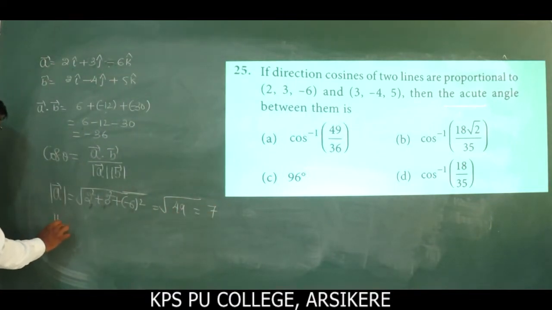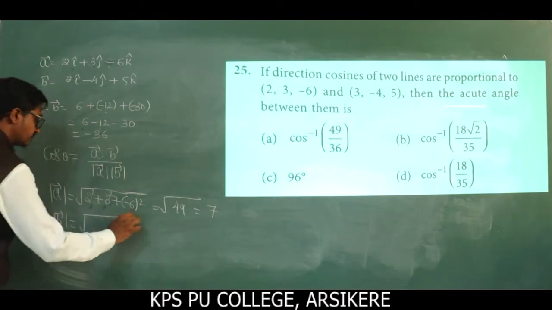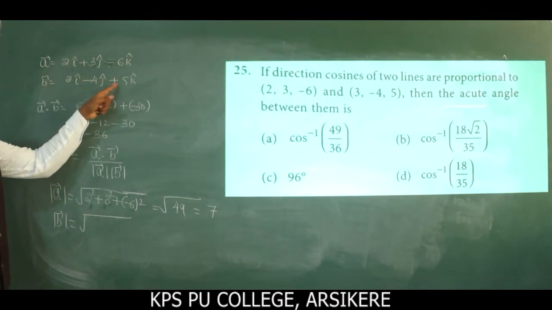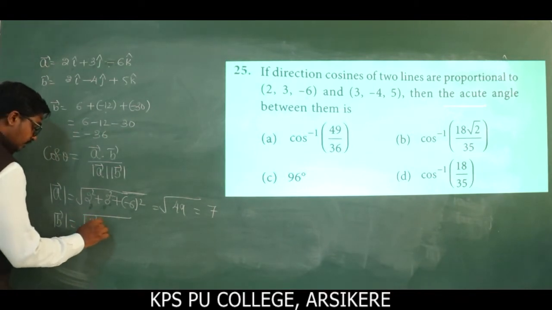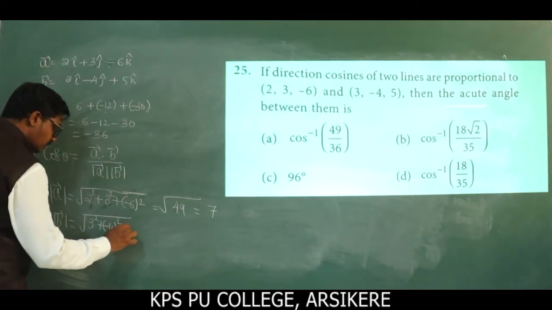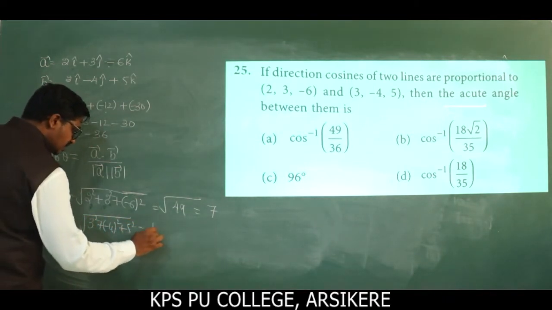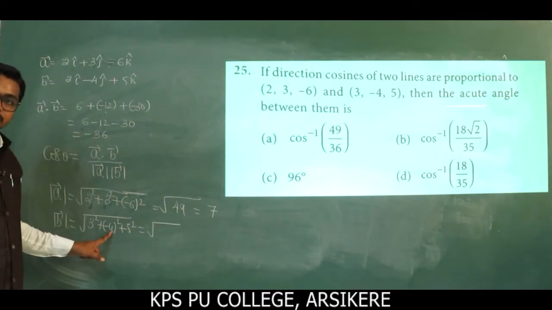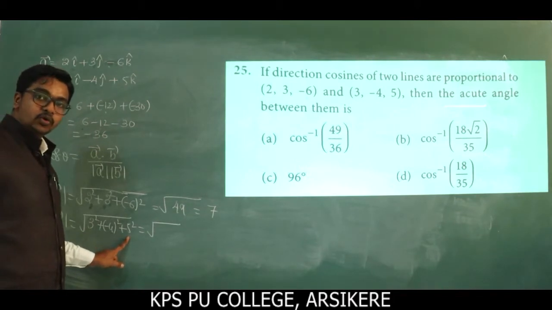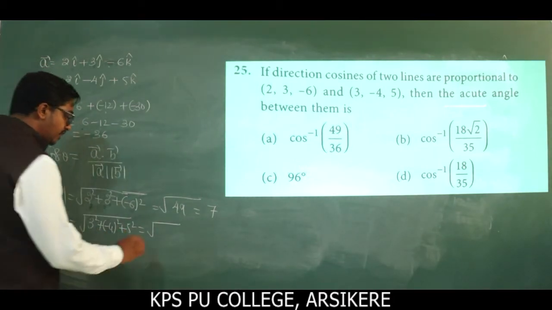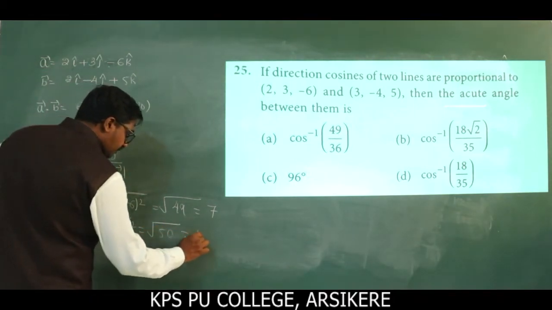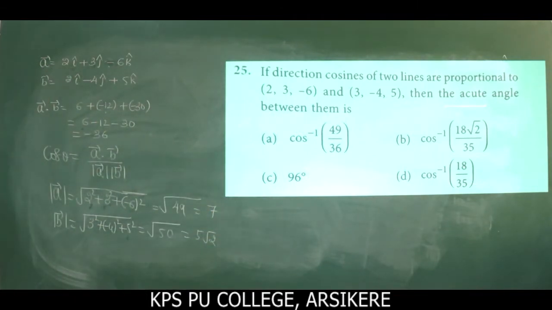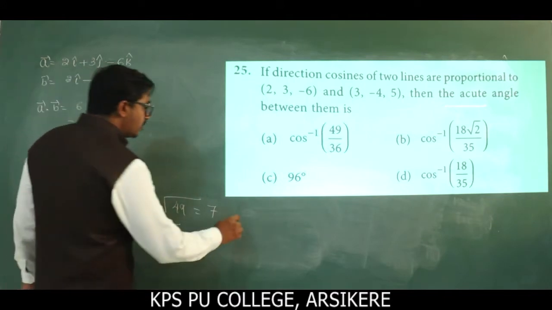Similarly, magnitude of vector B is equal to square root of 3 square plus minus 4 whole square plus 5 square. This is square root of 9 plus 16 plus 25. 25 plus 25 is 50. 50 can be written as 5 root 2. And here we have to find cos theta.